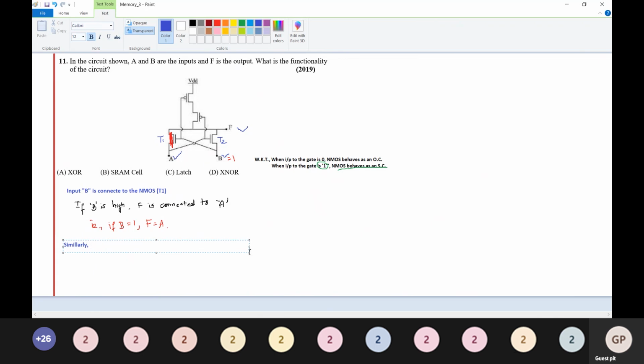Similarly, input A is connected to the NMOS transistor T2. So now if A is equal to 1, what will happen?